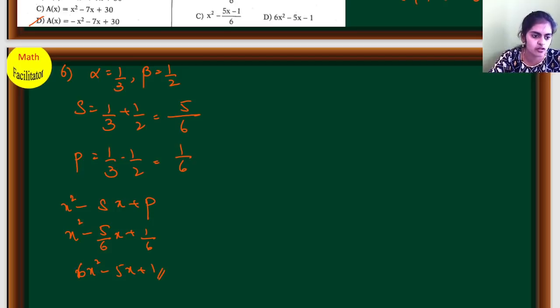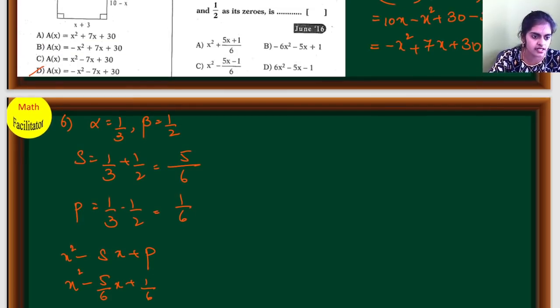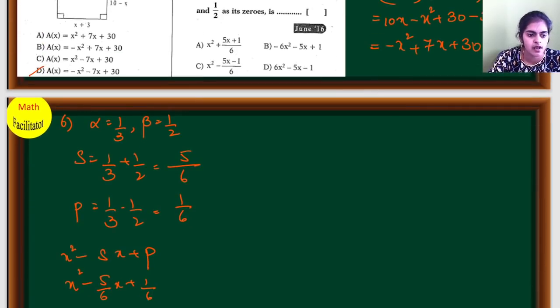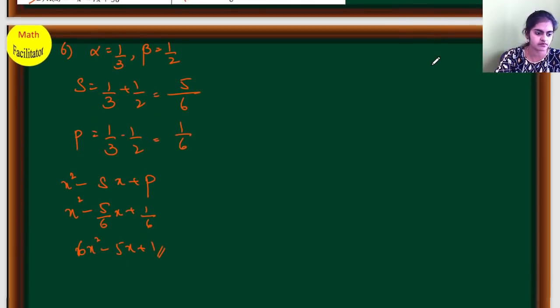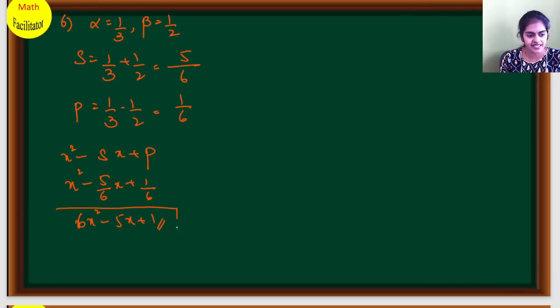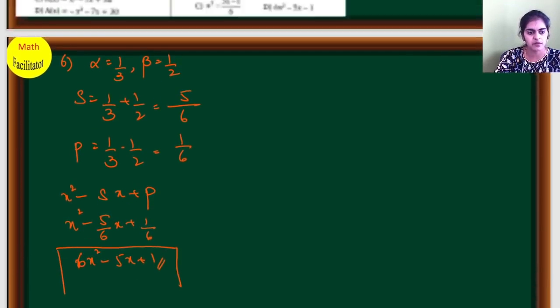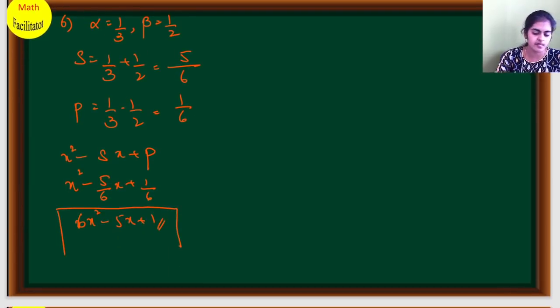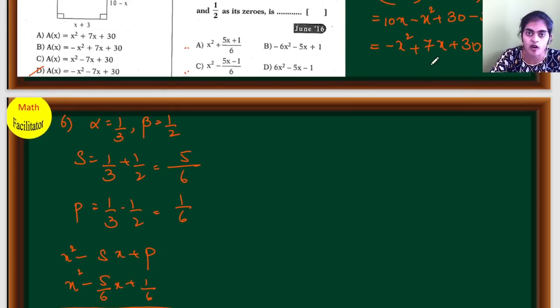Okay, so do you have any option matching? See, no option is matching, 6x square minus 5x plus 1. So it has to be something between A and C. Here you should not take LCM then. If you are taking LCM, it is option B and D, and out of B and D you should get some option matching. So let's not take LCM and let's try to bring it in the form of A or C.